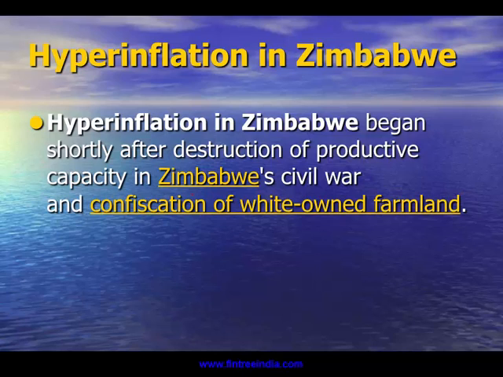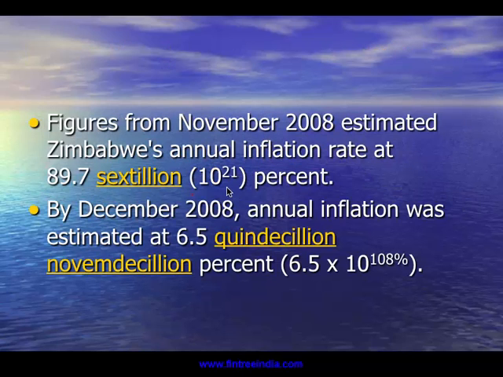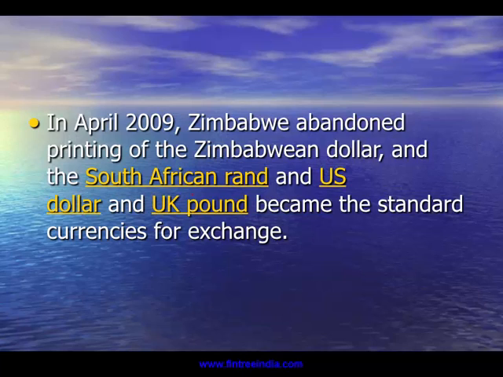So in Zimbabwe, the inflation rate was at one stage 10 raised to 21, 89.7 into 10 raised to 21%. And then it went to 6.5 into 10 raised to this value. I don't know how that is pronounced, but the inflation was exorbitantly high. And in such high levels of inflation, after some time we know that currency loses value. People stopped accepting currency. So I have some interesting examples from those days.